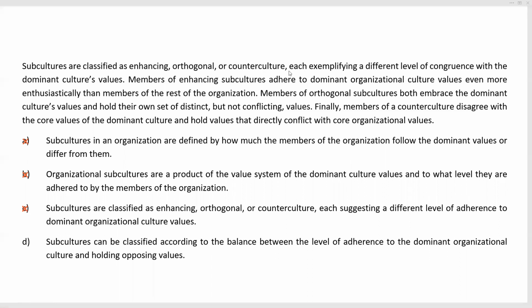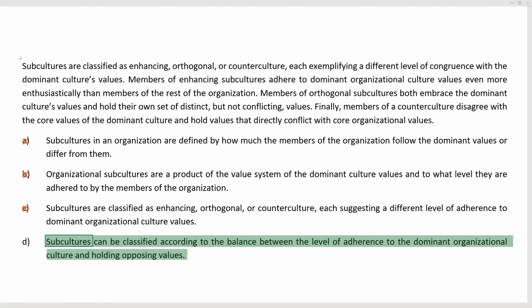C is incorrect. Option D says, subcultures can be classified according to the balance between the level of adherence to the dominant organizational culture and holding opposing views, opposing values. While not perfect, this is closest to the passage. First off, it gets the primary subject correct, subcultures. Second, it doesn't mention enhancing, orthogonal, counterculture, but we don't need that. If it were here, it would be good. But if it is not there, we need one mention of classification. And this does that by using the word classified.